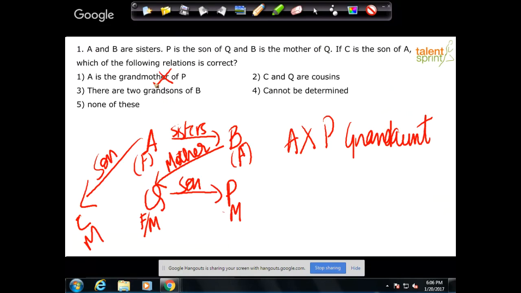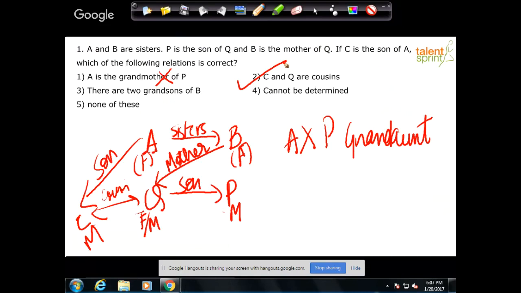Let us look at the second relationship. C and Q are cousins. Now, if you notice, the mothers of both C and Q are sisters, which means that C and Q are related. They are cousins. Therefore, this is the correct answer.